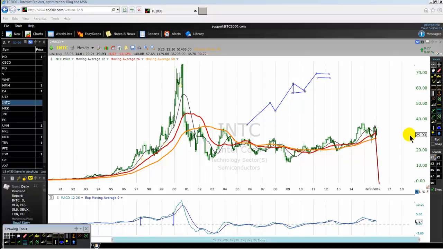Clear understanding MACD part 4, MACD trading tips.